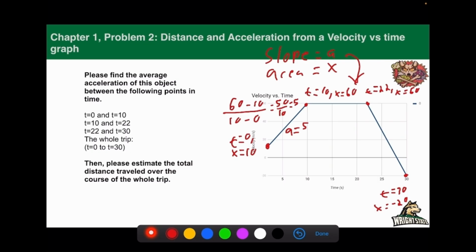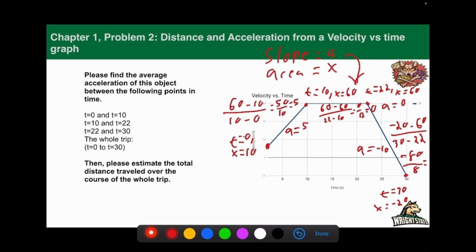Here, you actually can already do this in your head probably by looking at the fact that the slope is a horizontal line. And in fact, yes, we get 60 minus 60 over 22 minus 10. That is 0 over 12, which is 0. So the acceleration here at the top is 0. The acceleration for this bit down here, we get final x is negative 20, initial x is going to be 60 over t is 30 minus t is 22. And we end up getting negative 80 over 8. The acceleration is negative 10 over this portion of the graph.